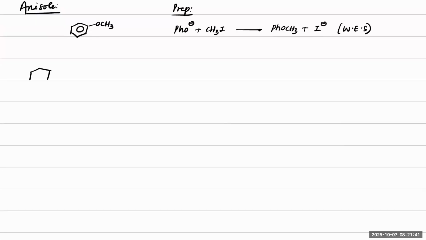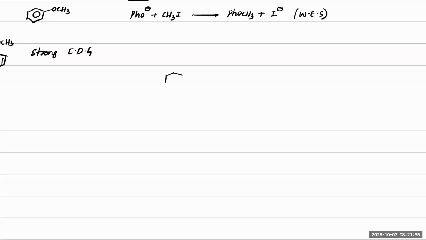Anisole, OCH3 will always donate a lone pair, so it is a strong electron donating group. If you notice its reactions here, with halogen it will give you ortho-para products. So we will get this as OCH3 with X; this is major, and at the ortho position it is minor.